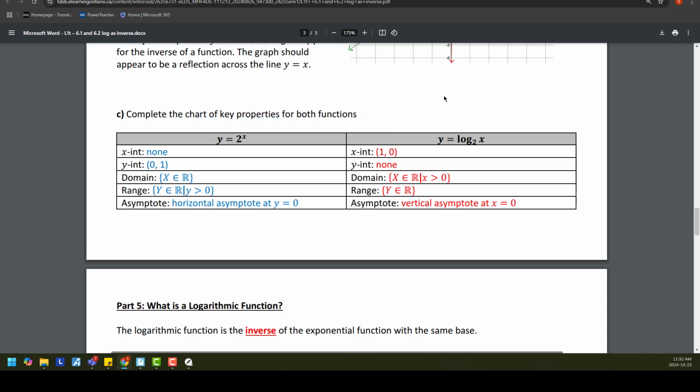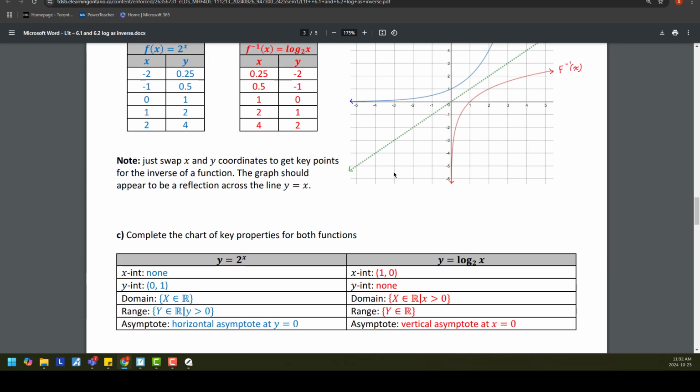And to complete the chart, this is pretty simple as well. Your x-intercepts for an exponential function, there are none. It doesn't intersect. There's a horizontal asymptote there, so it doesn't intersect the x-axis. The y-intercept is (0, 1). The domain is x belongs to all the real numbers.